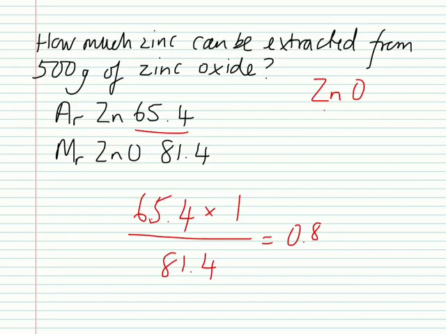Finally, we know that this is how much zinc we would get from 1 gram of zinc oxide, but we started off with 500 grams of zinc oxide, so we need to multiply that by 500. This works out at 402 grams. If we had 500 grams of zinc oxide, we could extract 402 grams of zinc from it.